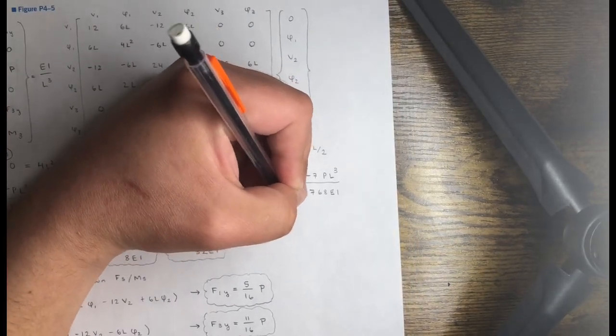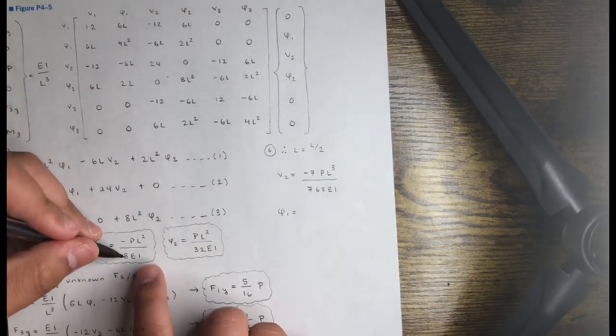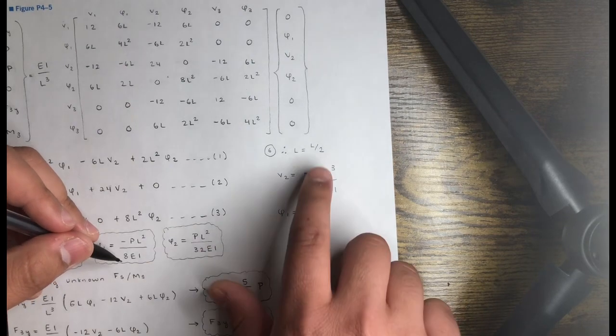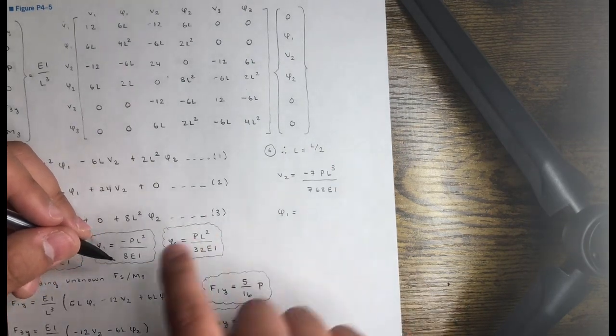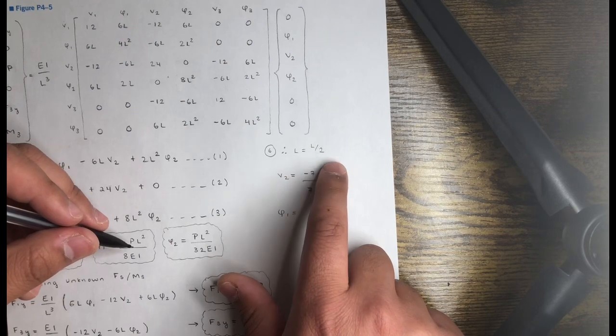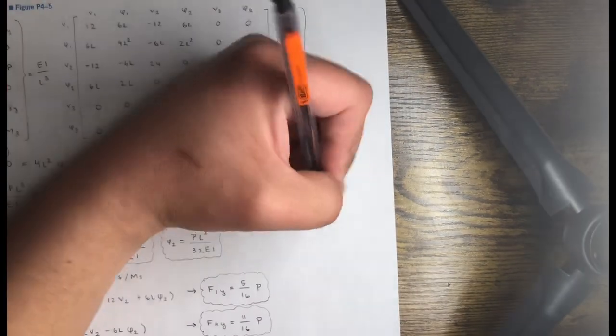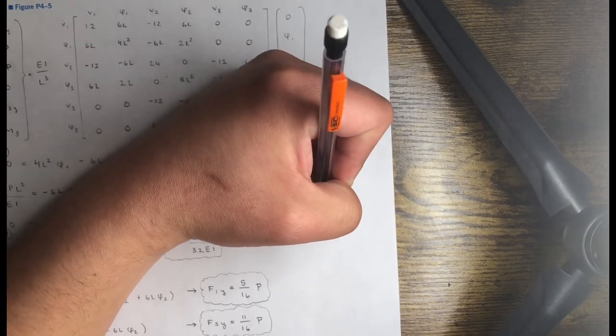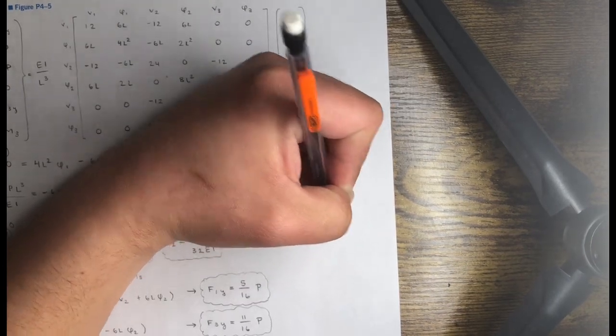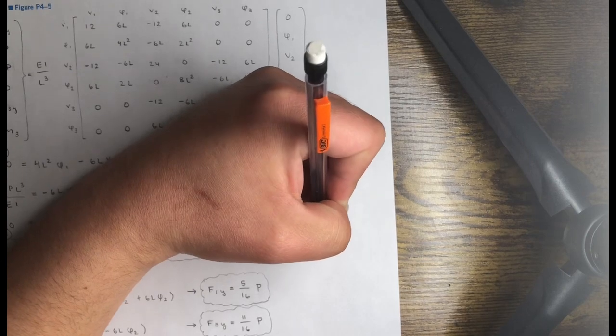Phi1, same thing, right? This one, in this case, it's squared. So you'll multiply 8 times 4, because L over 2 squared is L squared over 4. So you'll get that over 32 in this case. So -PL squared over 32 EI.